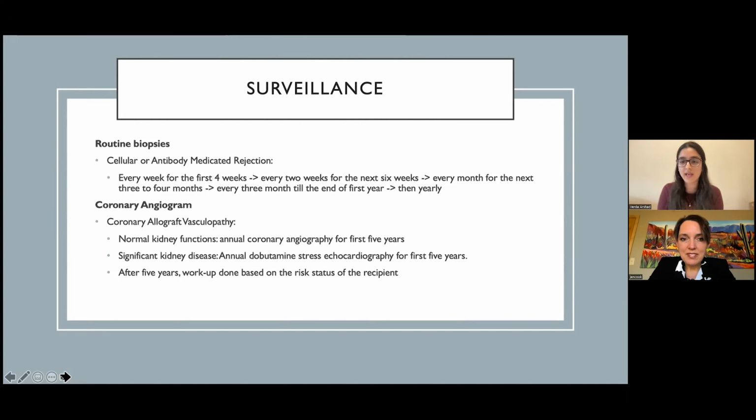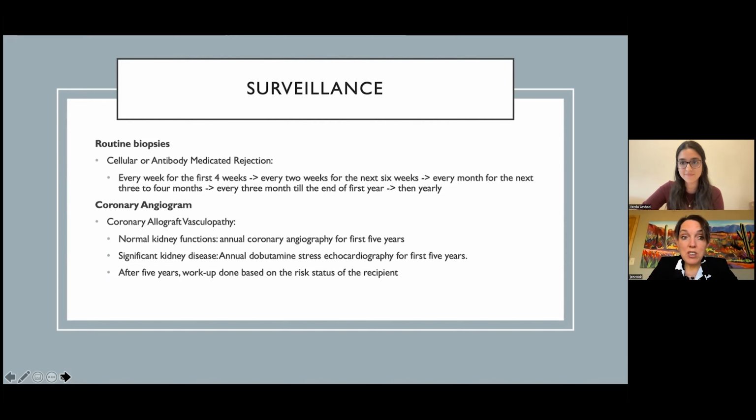And then with coronary angiograms, which are done to rule out coronary allograft vasculopathy, in patients with normal kidney function, these are done annually for the first 5 years. And then beyond that, it depends on the risk status that the patient has for graft vasculopathy.